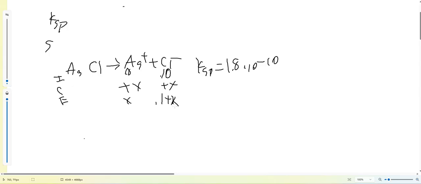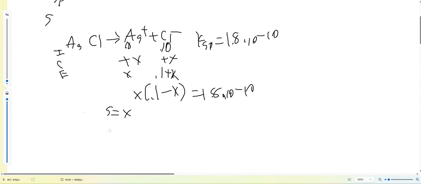And this is where we get into another trick that gets introduced into this unit called approximation. Now, obviously, I could do x times 0.1 plus x equals 1.8 times 10 to the negative 10th, and of course s equals x. However, this is actually super tedious because you're working with a really small number with a quadratic, which you can't really factor, so you have to use the quadratic formula. And on the AP test, you're crunched for time, so you don't really have time to use the quadratic formula.